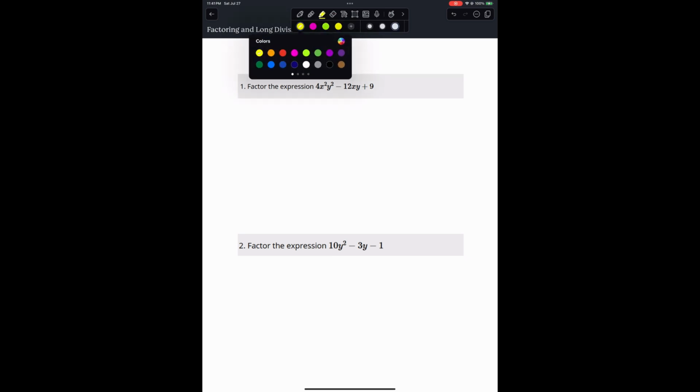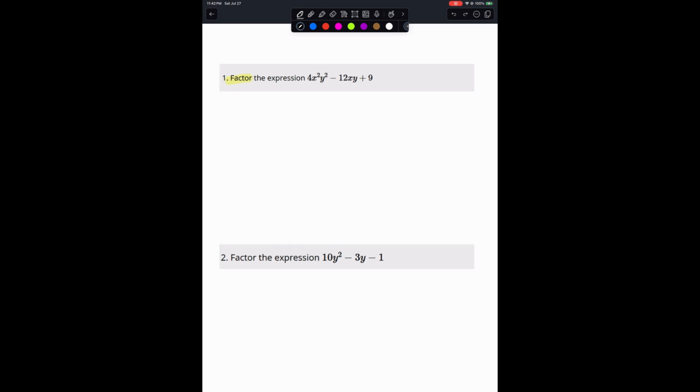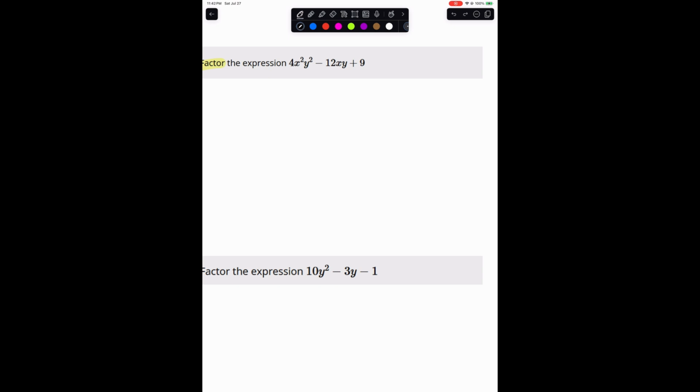Alright, so let's start with the first problem. We're factoring this polynomial right here. Now, if you notice, although we have two of these exponents, we can simplify it a bit, or rewrite, so that we have 4xy squared minus 12xy plus 9.